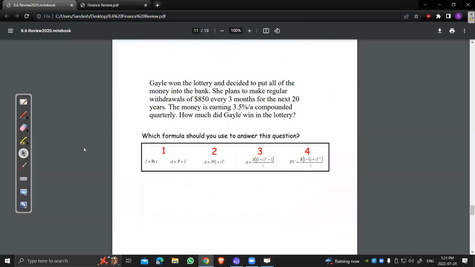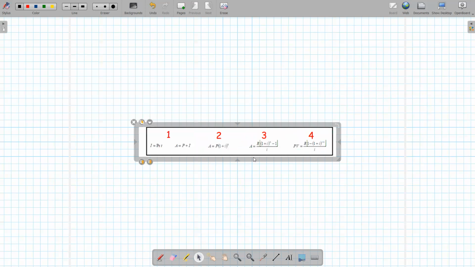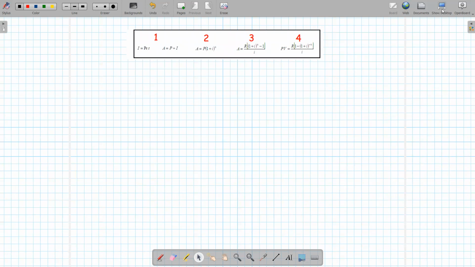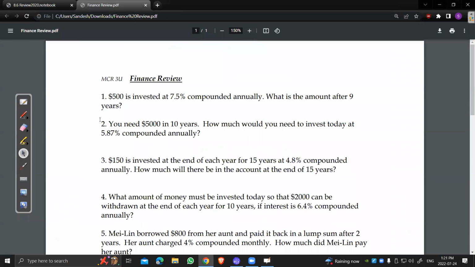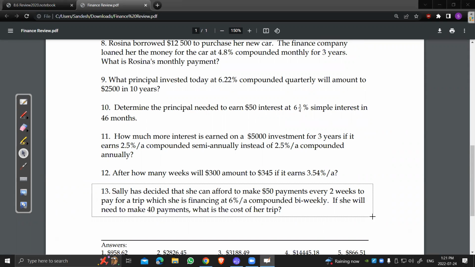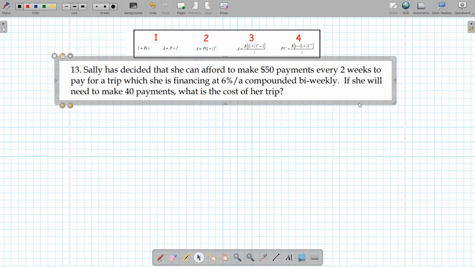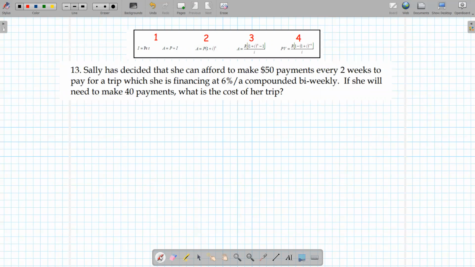Let me just keep this here. Let's start from the bottom up, because the hardest questions are always at the tail end. Okay, here, what's going on? What kind of a question is this? She's making $50 payments every 2 weeks, compounded 6% bi-weekly. If she will need to make 40 payments, what is the cost of her trip?